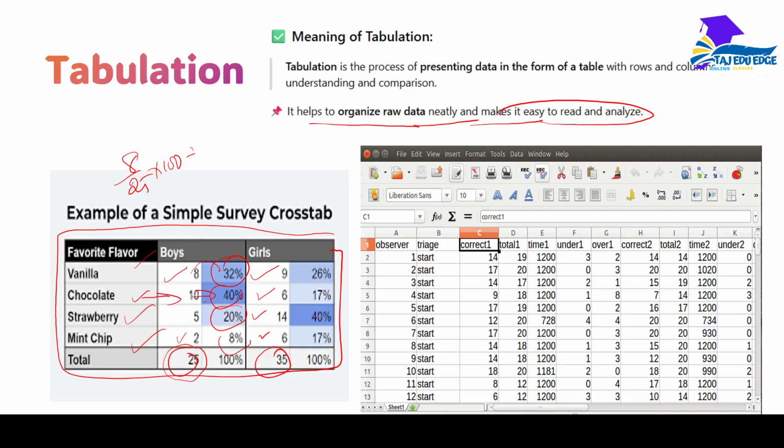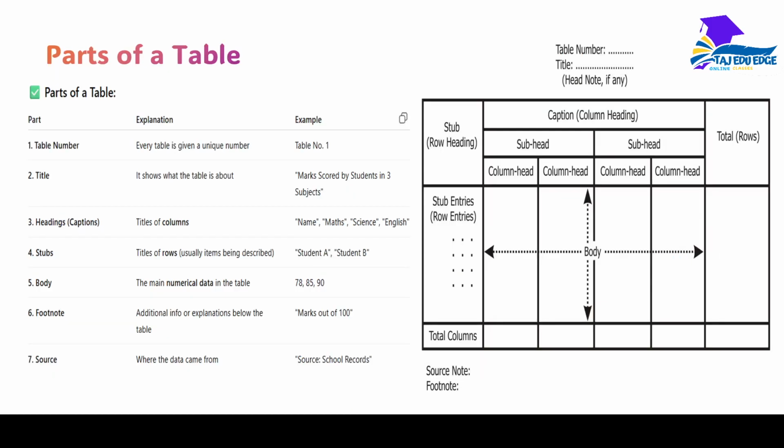In the same way, if I ask you a question, what is the highest percentage? Which flavor do girls prefer the most? From the response of these 35 girls, you can say that it is strawberry. Girls prefer strawberry. This is not factual information, I'm just telling an example. So here you can understand that tabulation helps us to simplify the data and easily read, analyze and understand it. So that is tabulation.